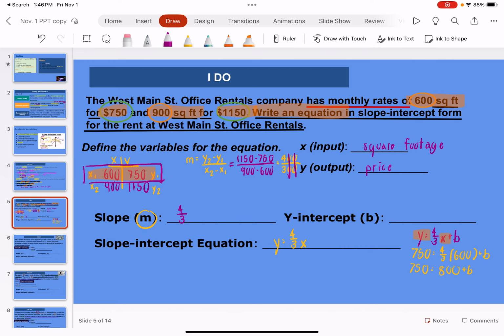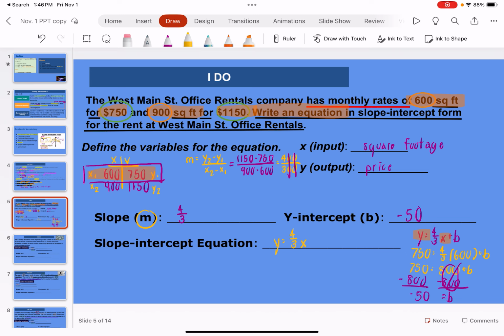Then from here, I have to move the 800. So how do I move the 800? Well, I see that I'm adding it. So to do the opposite, I'm going to subtract it. And then we have 800 minus 800, which is a zero pair. So then we have b is equal to 750 minus 800, that is negative 50. So now I figured out my y-intercept is negative 50.